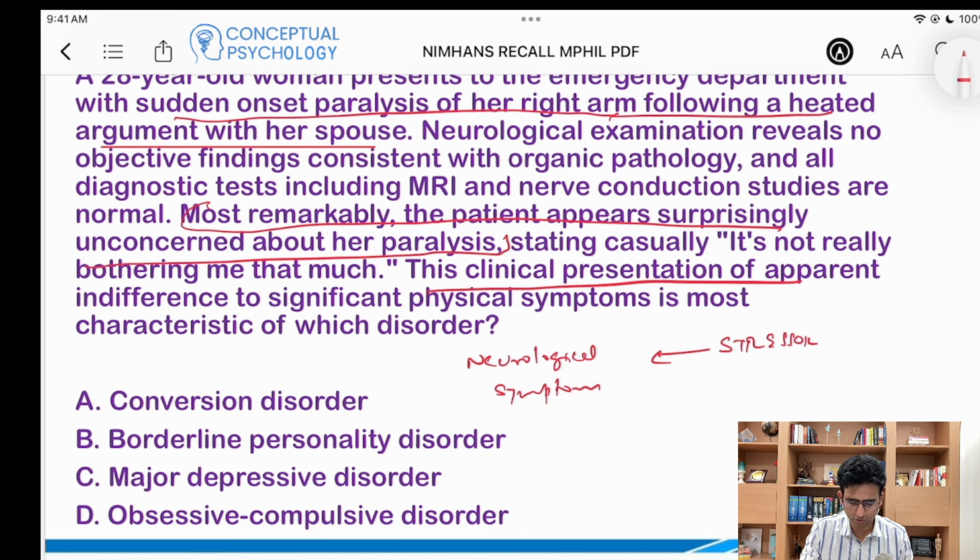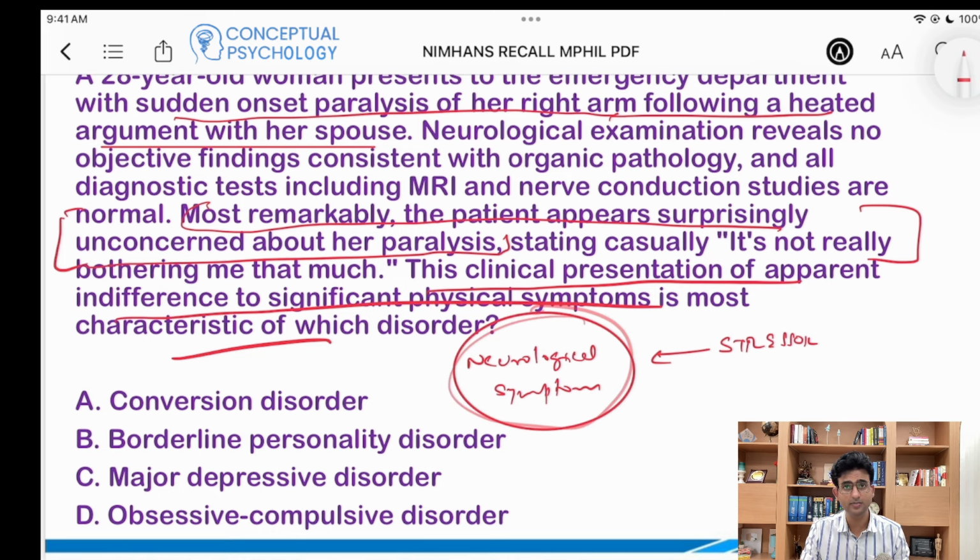So, they want you to make a diagnosis of this particular finding. I'm sure many of you must have answered this question. We know that if we have a patient who had a stressor followed by some kind of neurological symptom and there is nothing that you can find on neurological examination or on the imaging, the diagnosis goes towards the conversion disorder.